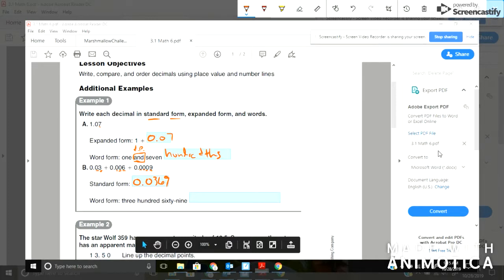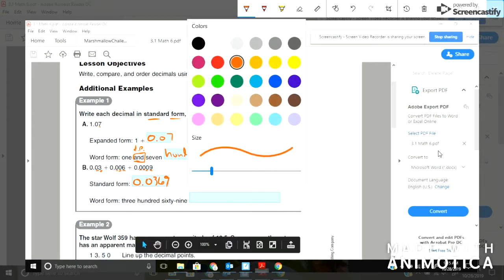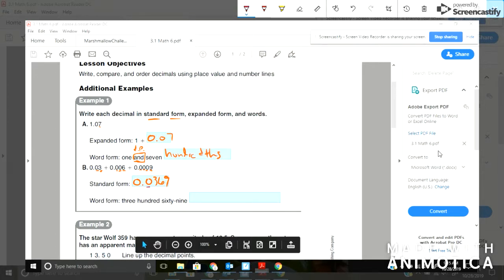Now for the word form, how many spots do we have after the decimal, and what is each represented by in words? Well, I have tenths, hundredths, thousandths, and lastly, ten-thousandths. So the word form here is 369 ten-thousandths. All right, perfect. That's how you do standard form, expanded form, and in words.